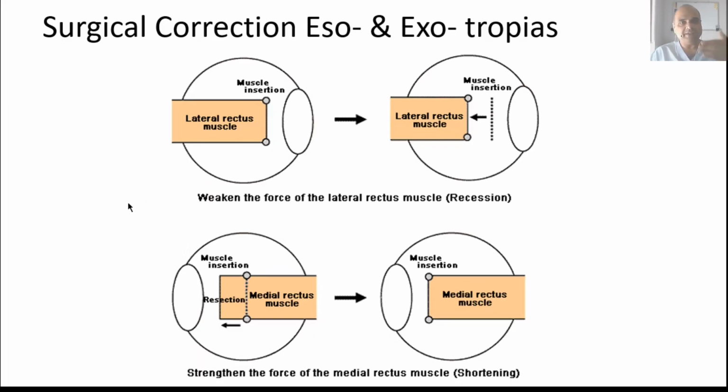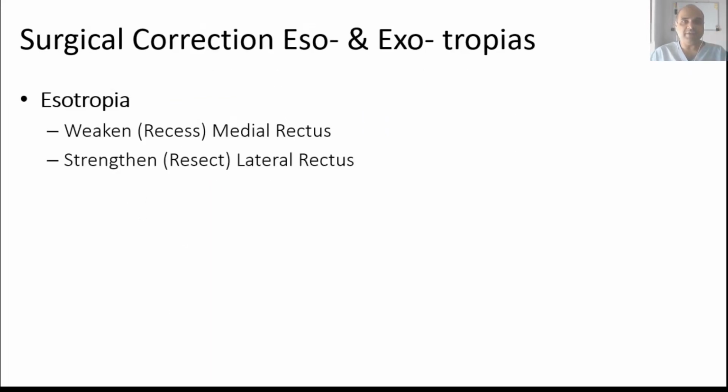So for esotropia, when the eye is turned inwards, we would like to weaken the medial rectus, irrespective whether it is a primary non-accommodative esotropia or an accommodative esotropia in which some of the component cannot be corrected by spectacles. The muscle that is pulling the eye inwards, although it's a sensory fusional issue, is still the medial rectus. And if I weaken the medial rectus, it would reduce the amount of torque applied to the eye by medial rectus, and decrease its ability to turn the eye inwards.